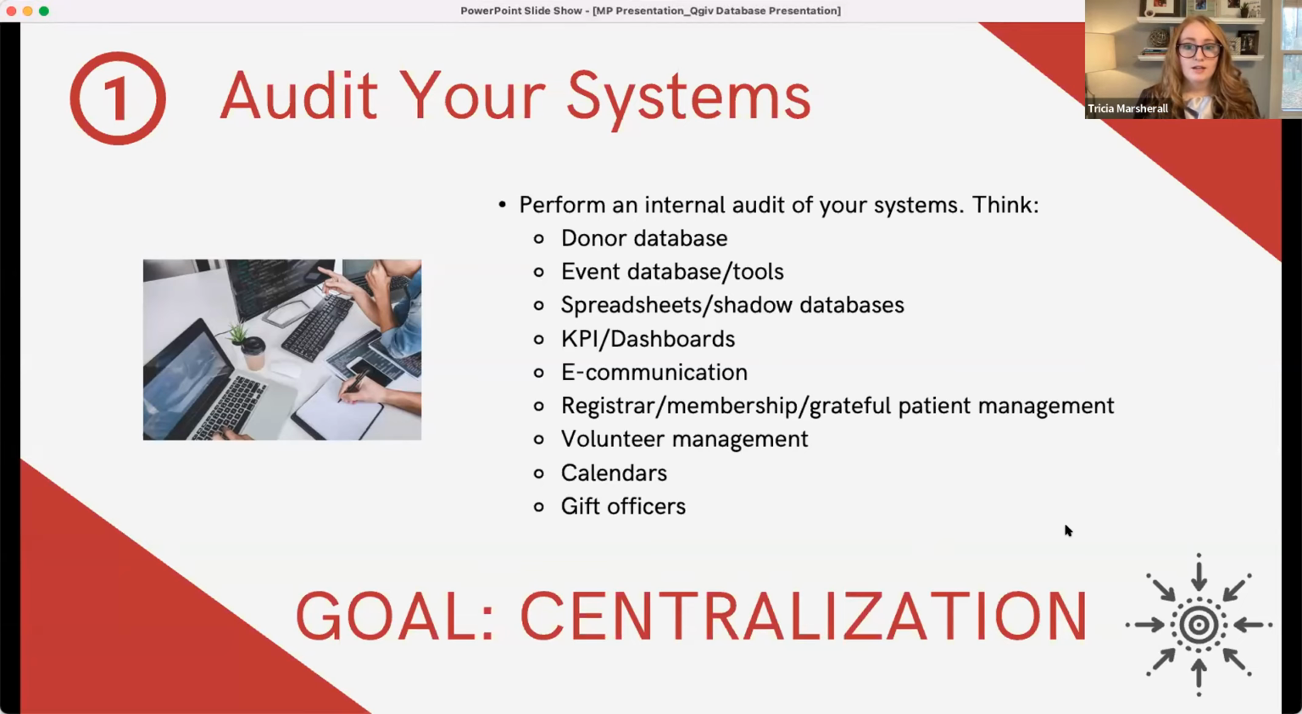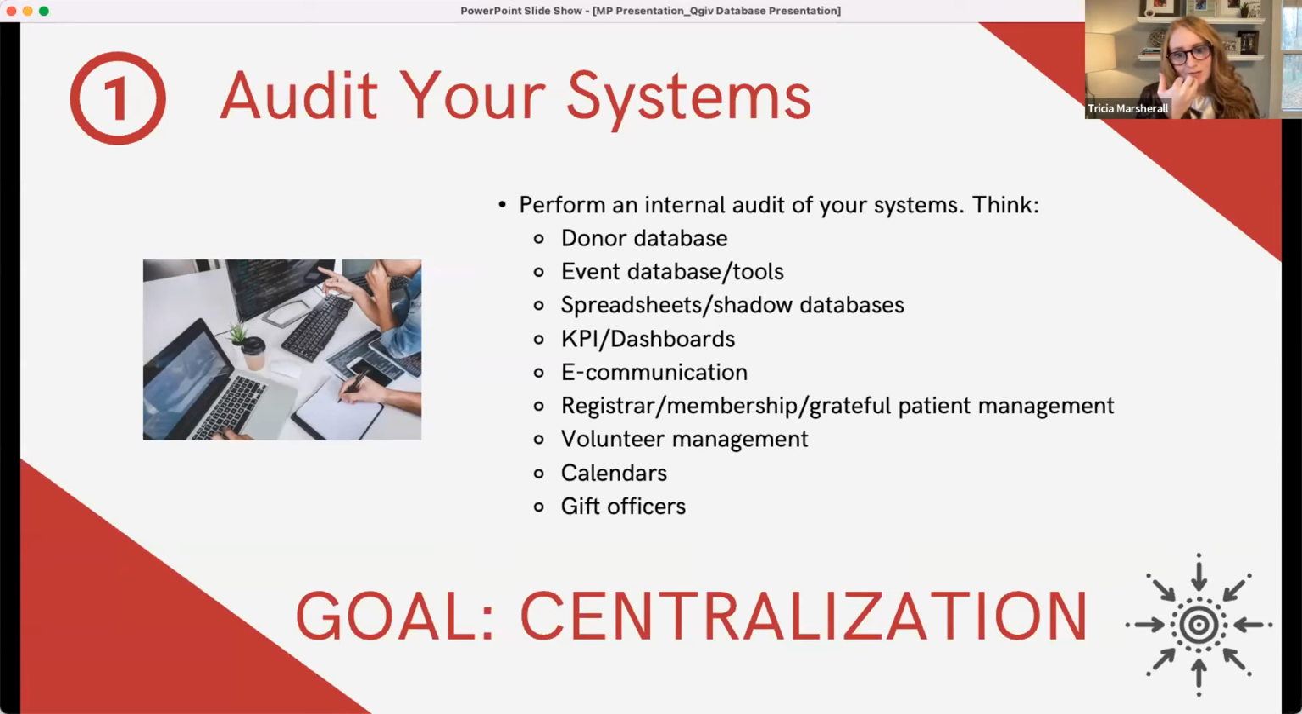So think things like your donor database, your event database, your spreadsheets, and I call those your shadow databases, your KPIs and dashboards. I have clients who store information in PowerPoints because that's how it gets reported out to leadership team.